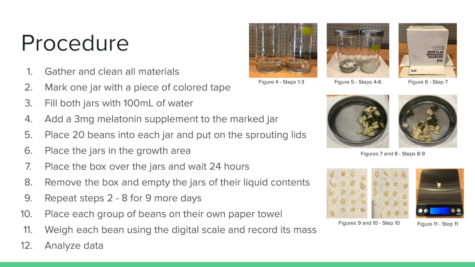The procedure for the experiment began with gathering and cleaning all materials to prevent any kind of outside factors from influencing the experiment. One of the jars was marked with a piece of colored tape, and both jars were filled with 100 milliliters of water, as pictured in Figure 4. Next, a 3 mg melatonin supplement was added to the marked jar. 20 beans were added to each jar, and they were placed in the growth area, as pictured in Figure 5. And then the box was placed over the jars for 24 hours, as pictured in Figure 6.